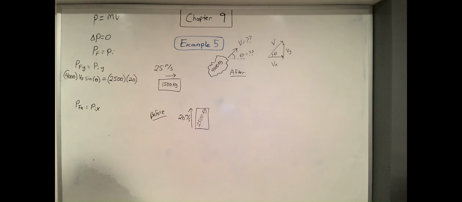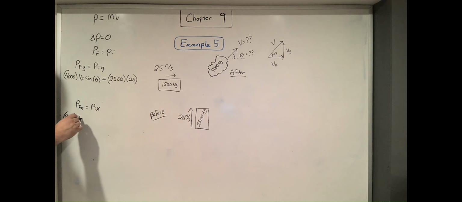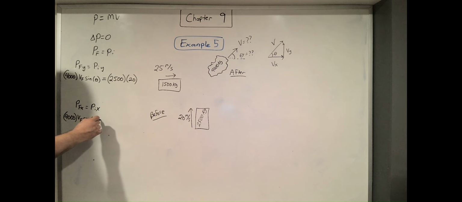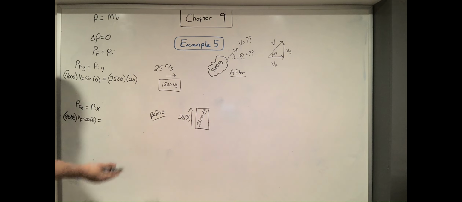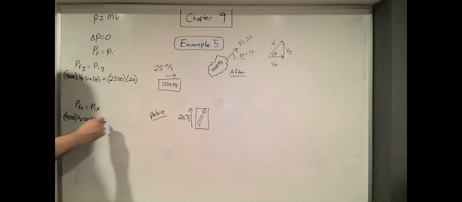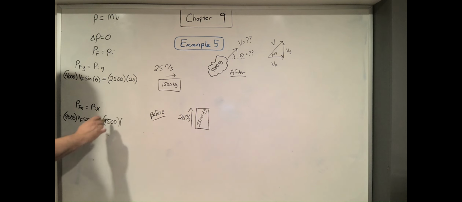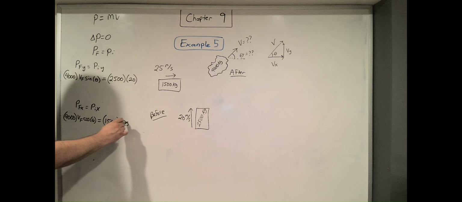How about in the x direction? We do the exact same thing. I'm going to have 4,000 for the mass. What about the x direction of velocity? Well, that's v final times the cosine of whatever the angle is. And then that will equal just the mass that's traveling in the x, so that's just 1,500, and then that mass's velocity, which is 25.